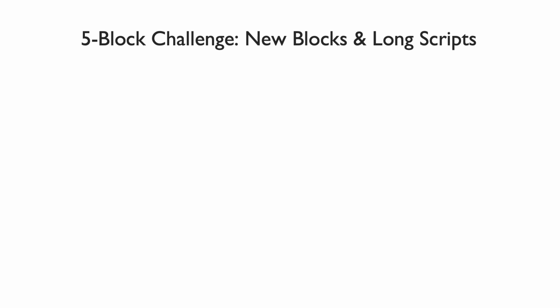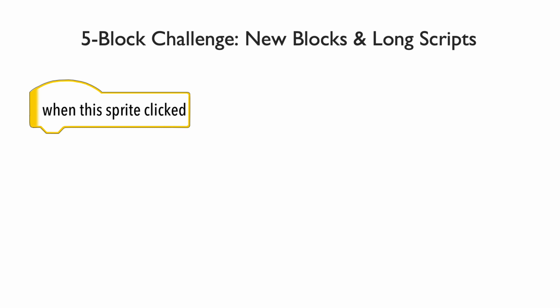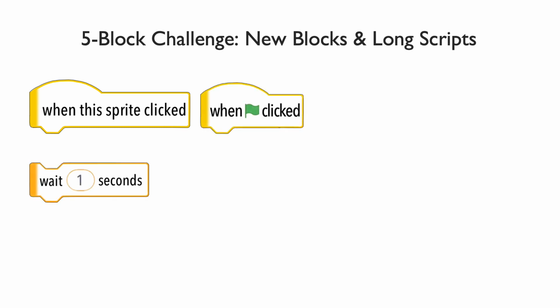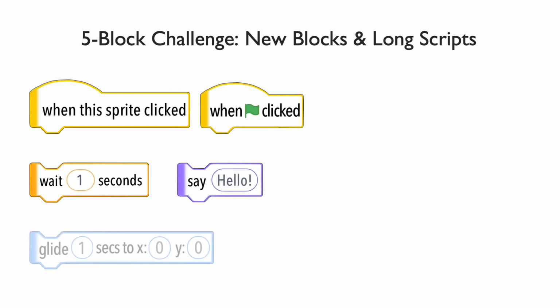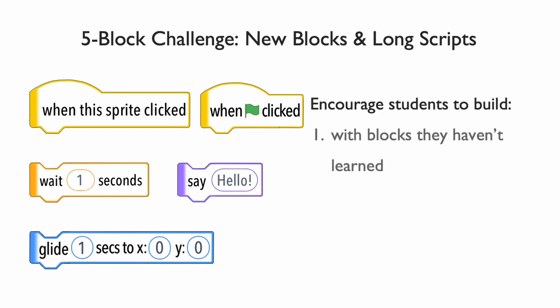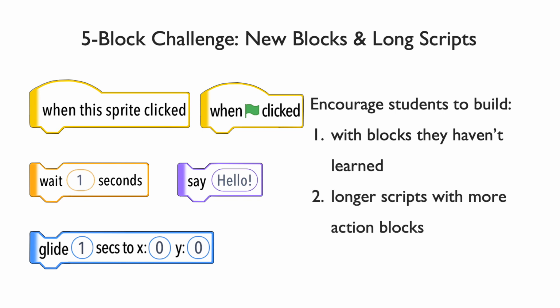Another project students had was called the 5-block challenge. And this project prompts students to create a project using only 5 blocks: when this sprite clicked, when green flag clicked, the wait block, the say block, and the glide block. The goal of this project was to encourage students to build with blocks that they had never been explicitly taught, and to encourage students to build longer scripts with more action blocks, as opposed to a lot of scripts with only one action block.